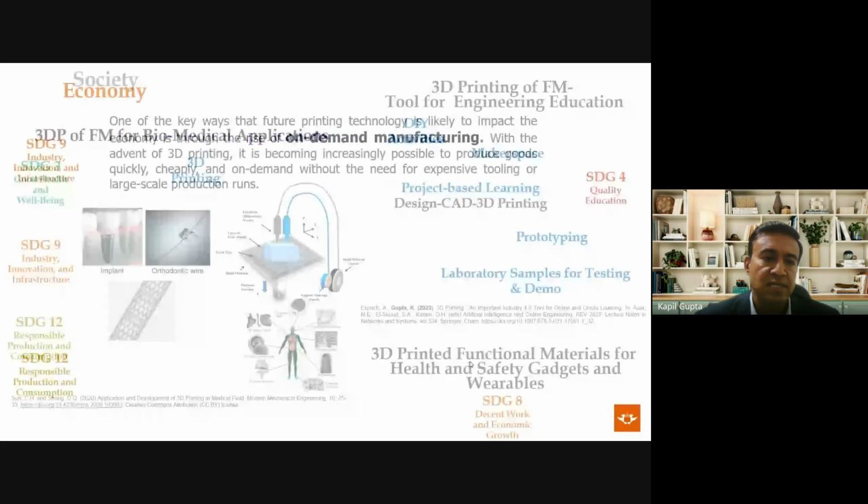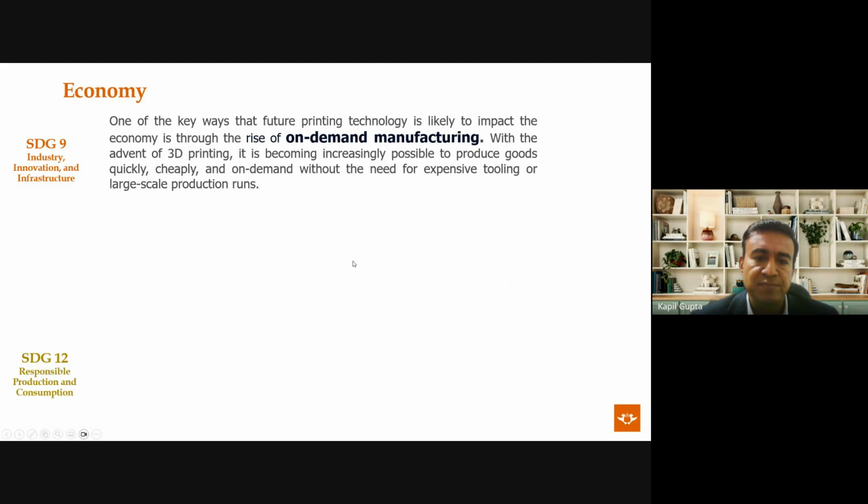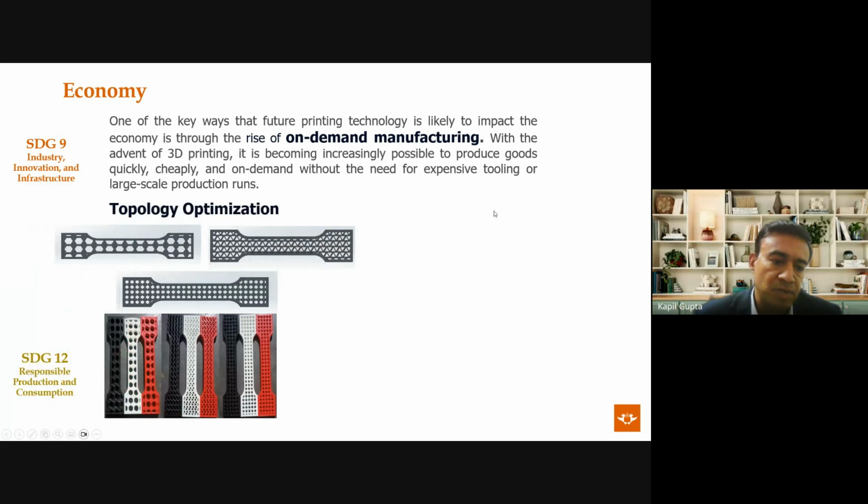Now the next one is the economy. So on-demand manufacturing is possible. It is used basically for prototyping. So again, goal number 9, industry innovation and infrastructure, and goal number 12, responsible production and consumption. In what way? Topology optimization is one of the novel ways where we are optimizing the topology of 3D printed objects in order to reduce the waste. When we reduce the weight of the object, then we are saving money. The cost efficiency is there, and it is directly related to supporting the economy.